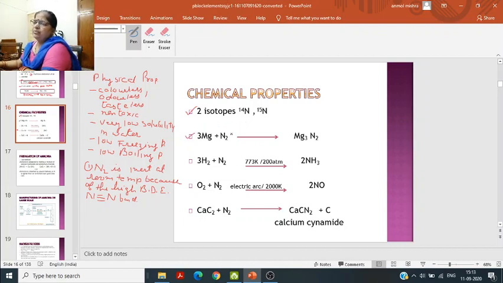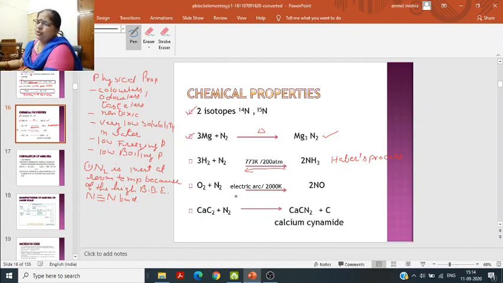Combines with metals, or you can say elements also here, because different metals and non-metals are both present. So magnesium combines with nitrogen to form magnesium nitride. Hydrogen combines with nitrogen at a temperature of 773 Kelvin and 200 atmosphere, and it forms ammonia. This process is called Haber's process, and on the basis of the Le Chatelier principle, these conditions are given.